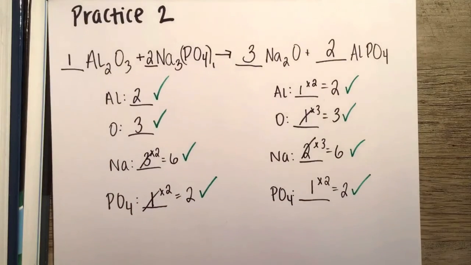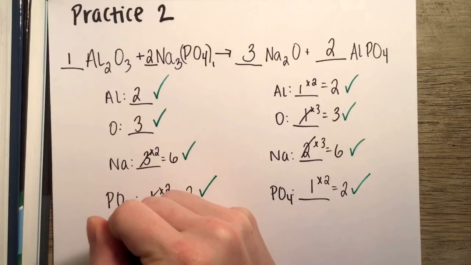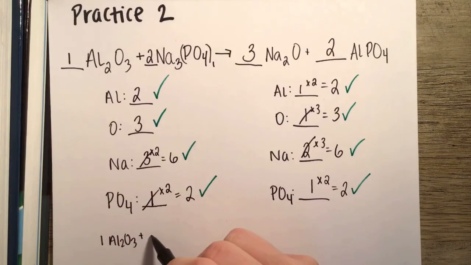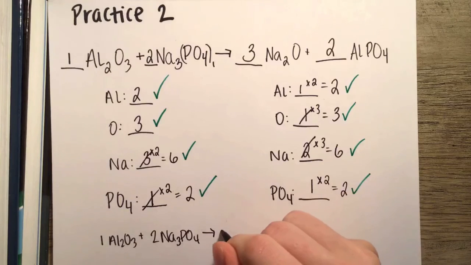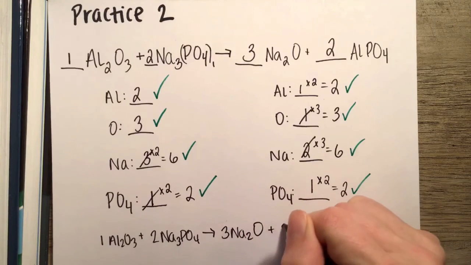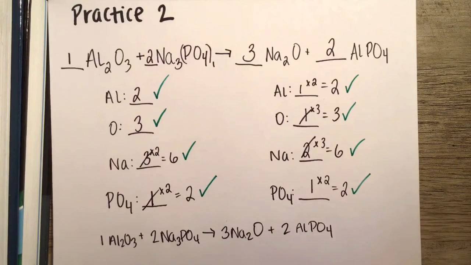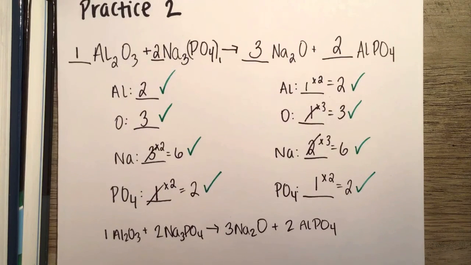The tricky part of these problems is remembering what the polyatomic ion is really made out of, right? So in this case, PO4, that's the polyatomic ion. So I'm not counting like 4 oxygens, 1 phosphate, right? I'm counting the whole thing as one particle. So this is how I would write the final fully balanced equation. 1 Al2O3 plus 2 Na3PO4 reacts to form 3 Na2O plus 2 AlPO4. For more practice, check out the other videos I've made with polyatomic ions and balancing.